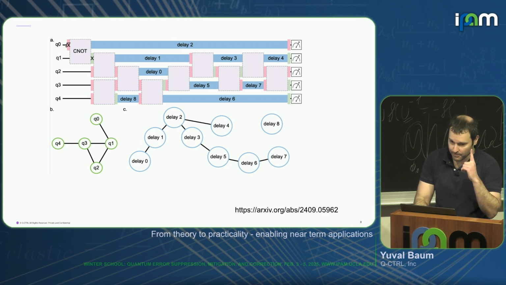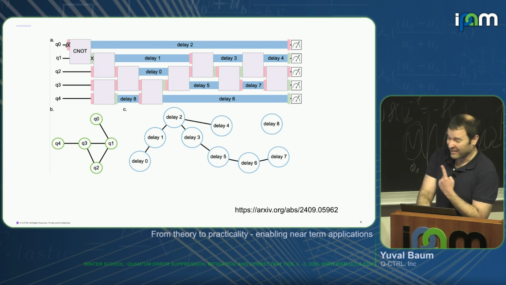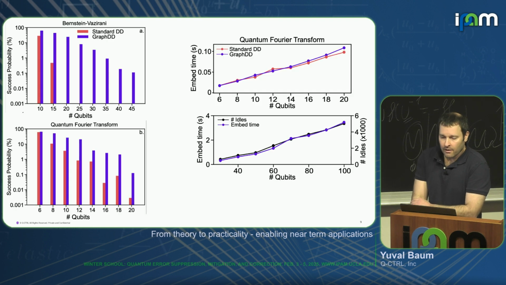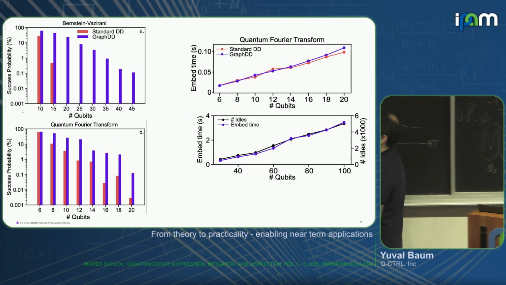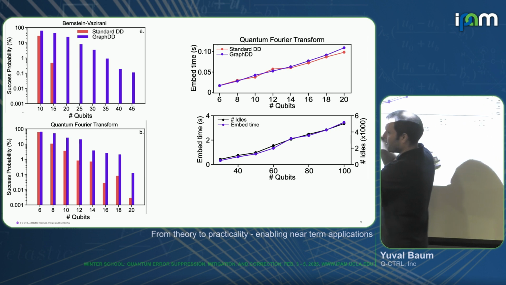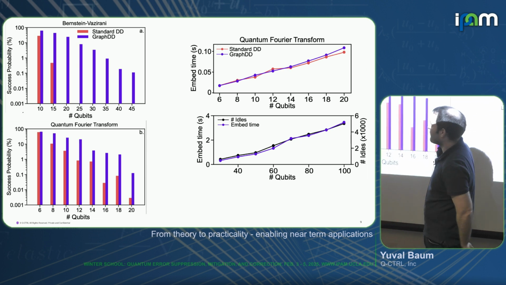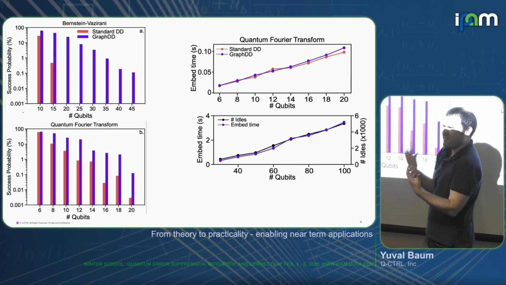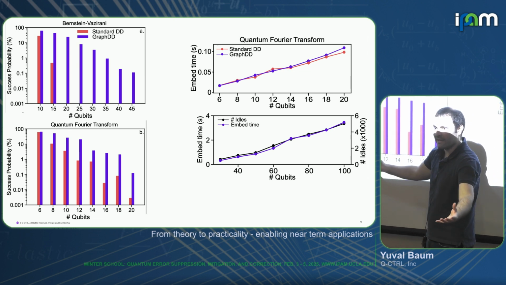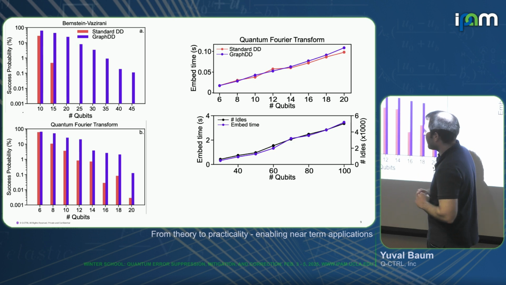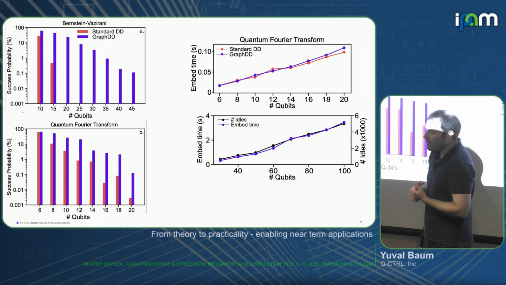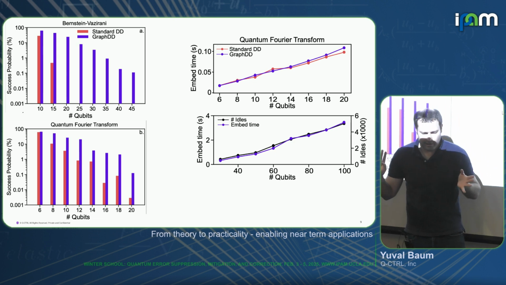And also, we talked about practicality, so I need to show you how practical it is to do that. Of course, you can test it on all kinds of algorithms. We have a lot of algorithms. I just chose here quantum Fourier transform and Bernstein-Vazirani because they have very different structure. Bernstein-Vazirani is a very simple algorithm, but it has huge idling periods, and quantum Fourier transform is a very canonical one. And here, I'm not comparing with and without error suppression.